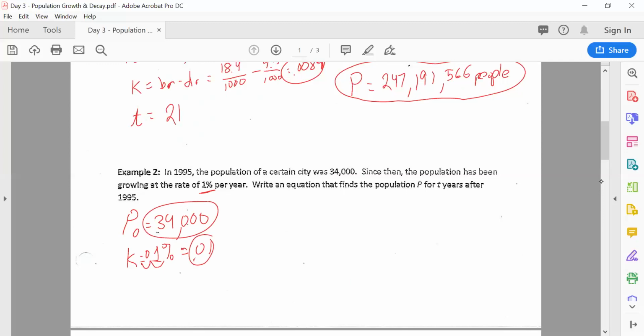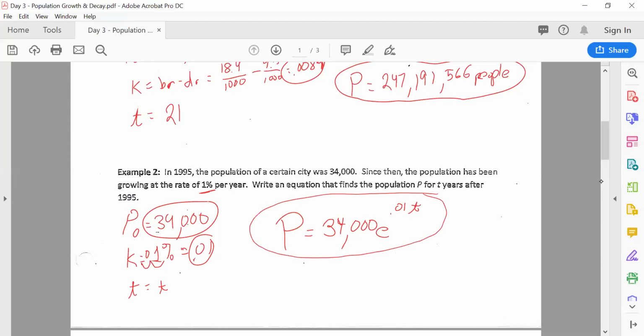Write the equation for the population after T years. So they're just saying, they don't even want an answer here. They just want a general equation. So it's just going to be P equals the P sub 0, which is 34,000, E, make sure you always write E, raised to the power of 0.01 times T, because they don't tell you what T is. Guess what? You're done with number 2. That's all that number 2 is asking for.